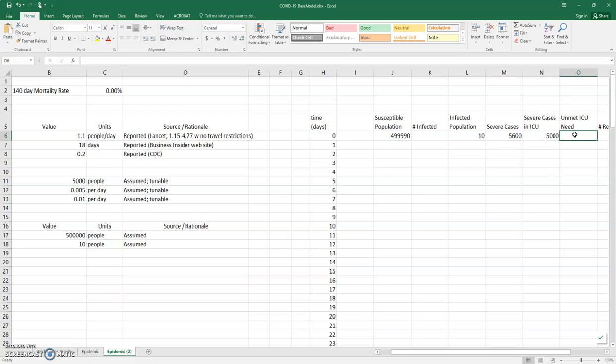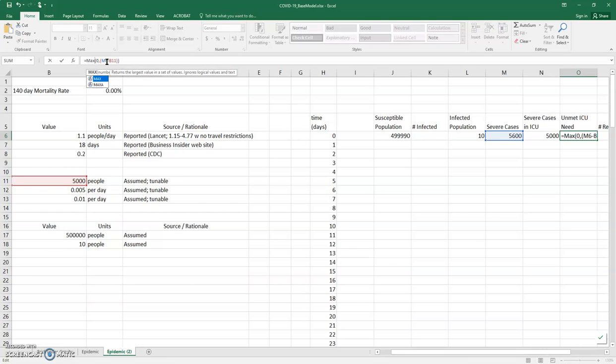And so this is always going to be equal to a minimum function. So this one is going to be equal to the minimum of 0 or 5,000 minus the number of severe cases minus 5,000. So there are 5,600 severe cases, 500 of them get treatment. Oh, that didn't work. Why didn't that work? Because it's not a minimum function, it's a max function.